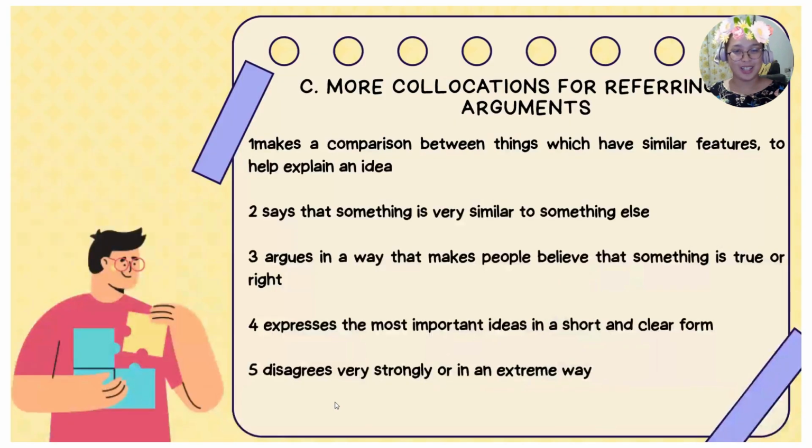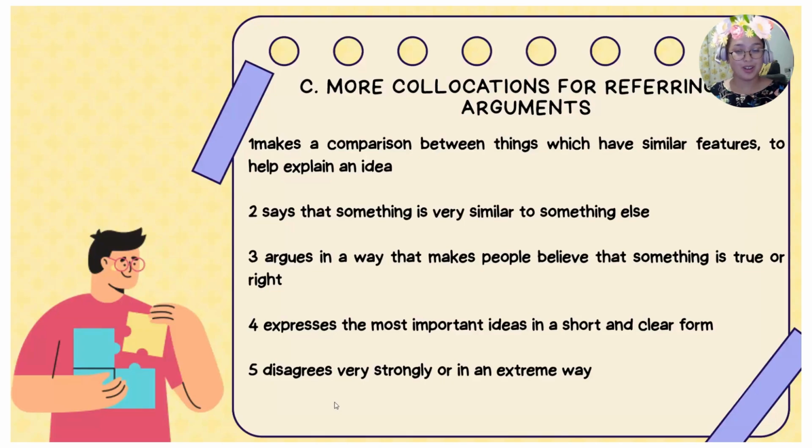Letter C. Let's learn more collocations for referring to arguments. Number 1. Makes a comparison between things which have similar features to help explain an idea. Number 2. Says that something is very similar to something else.